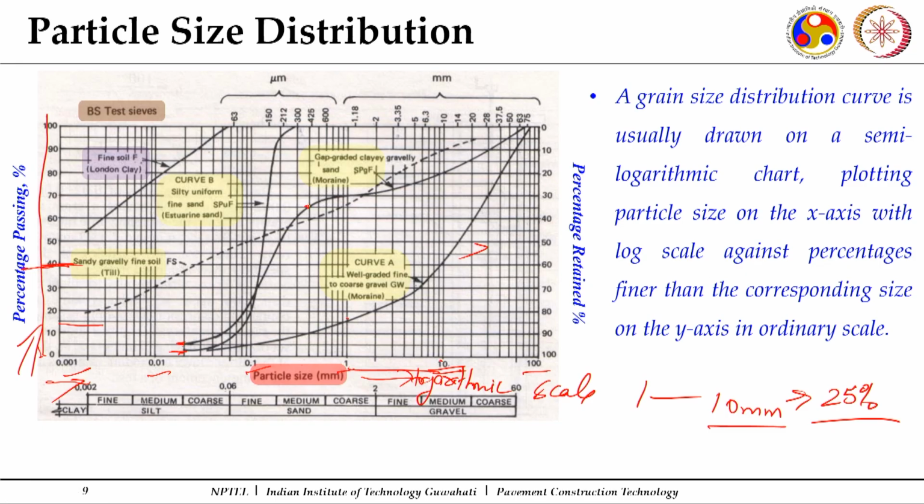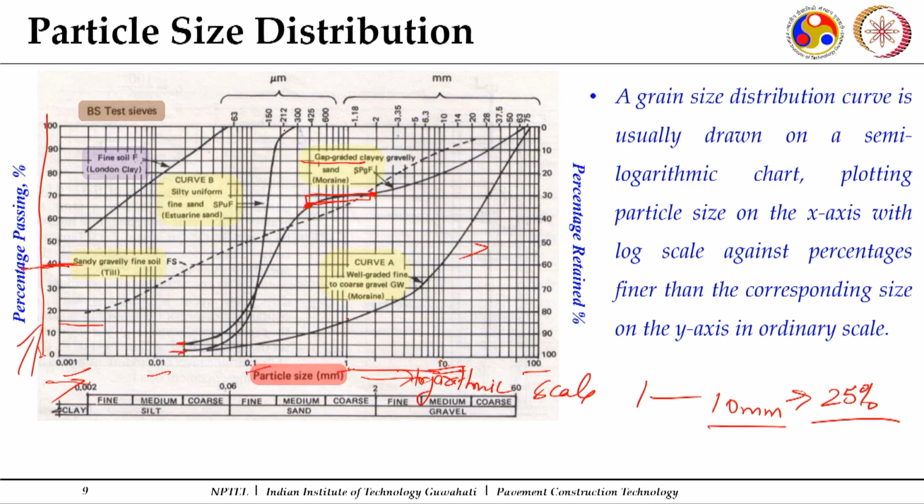So, 150 micron will be there, and this is, I can say, my 2 mm. In this particular range you have a very small percentage, even less than 5% material. So, there is one particular size which is missing here. This kind of curve shows that it is gap graded, where some particular sizes are missing.